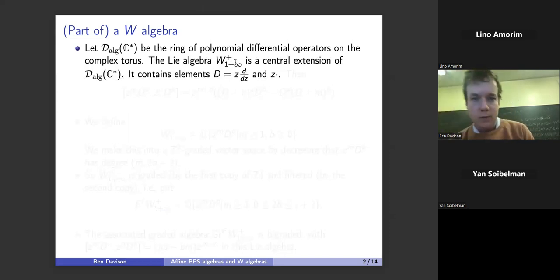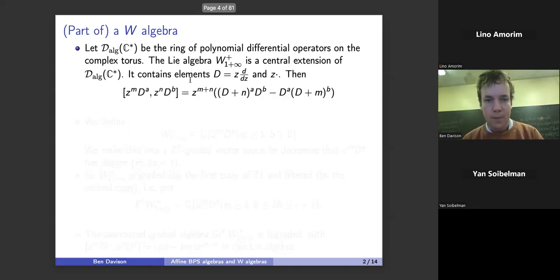Yes, so the Lie algebra W1 plus infinity, there's already something in the chat. Is that just the nodes? I presume that's just the nodes. Okay. Is a one-dimensional central extension of this Lie algebra. The nature of that extension won't concern us today because we leave it out of our half. But this algebra contains elements D, which is just Z times d over dZ, and also Z. And one can write down what the Lie bracket is with respect to monomials in these two generators, and it has this particularly simple form.